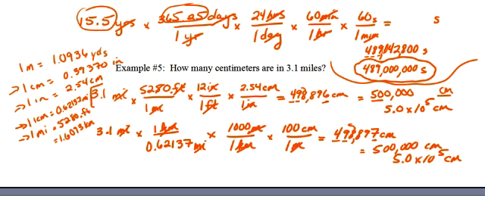Now, we are out of room on the page, but try it. Try using different methods. Use different conversions and see if you do come up with 500,000 centimeters. I guarantee you that if you have all of your units divided out properly, you will come up with the same number that I did.